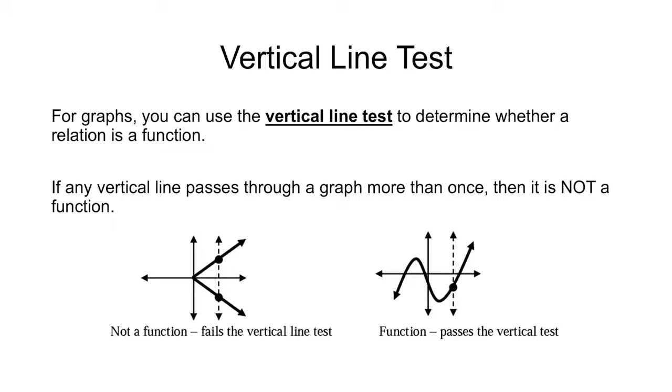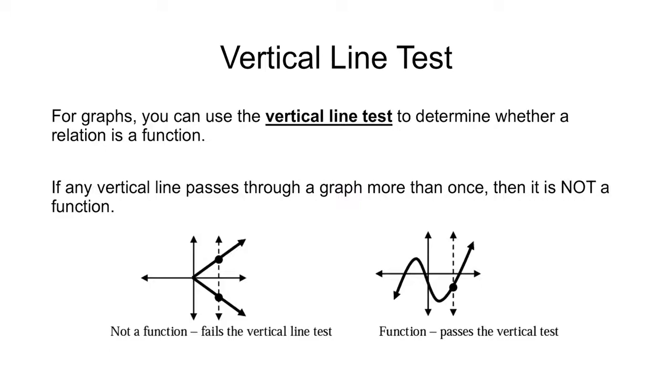So when we are looking at a graph, we're going to do something a little bit different. We're going to use something called the vertical line test to determine whether a relation is a function. So what we do when we do the vertical line test is we draw vertical lines through our graph. And then we say that if any vertical line passes through a graph more than once, then it is not a function. And really, this is another way of saying look for the repeated x. Let me show you what that means.